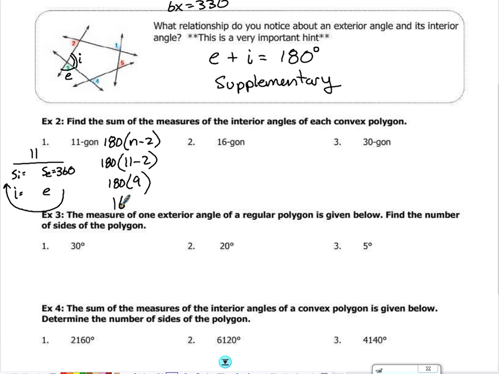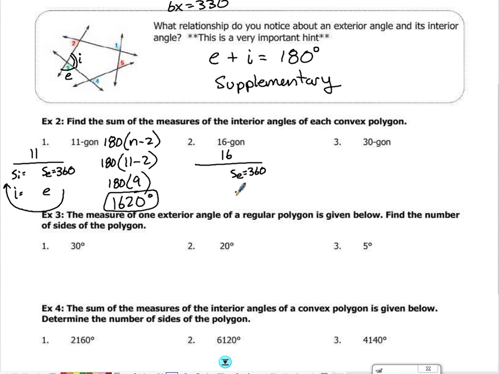If you like the table method, go ahead and use the table method. There's 16 sides, and the sum of the exterior angles is 360. So I'm going to work my way around. I'll divide 360 by 16 and get an individual exterior angle of 22.5.